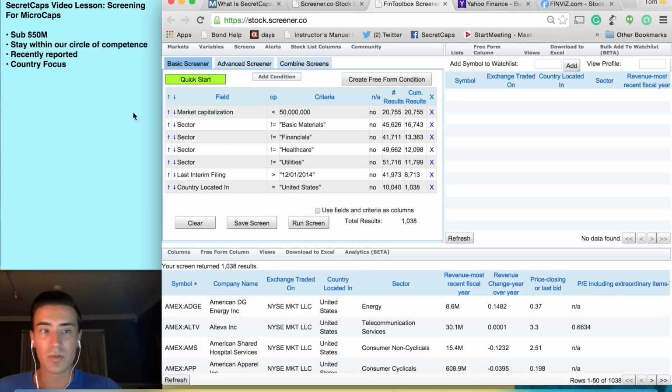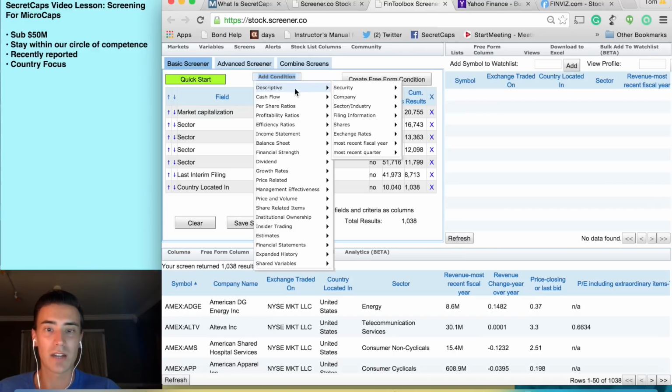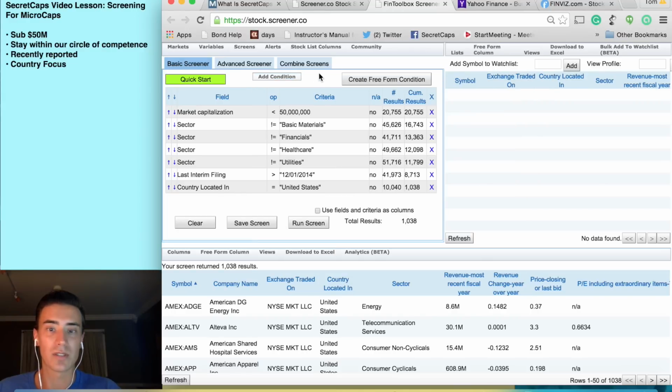The next thing is you can focus on exchange, but like I said with location, I don't like focusing on getting rid of certain exchanges, because you never know what exchange a company is going to be on, and if it's a good company, I don't want to screen it out just because it's on a certain exchange. That shouldn't disqualify the company.